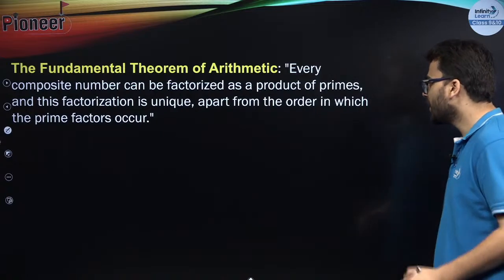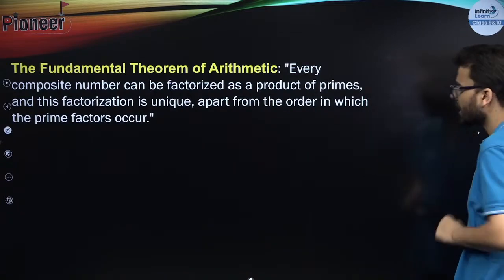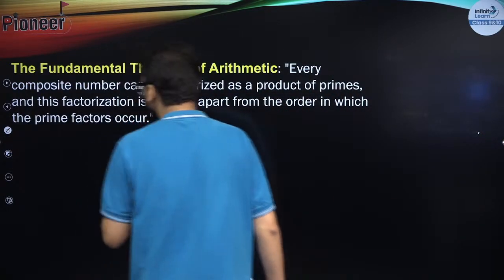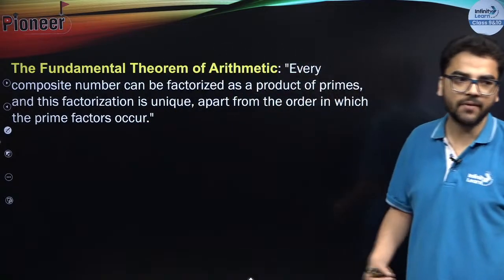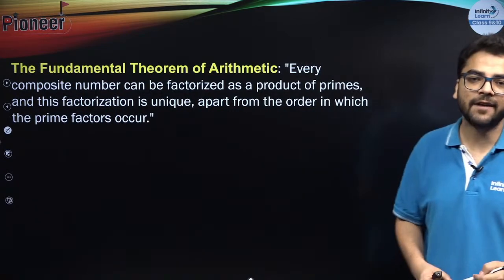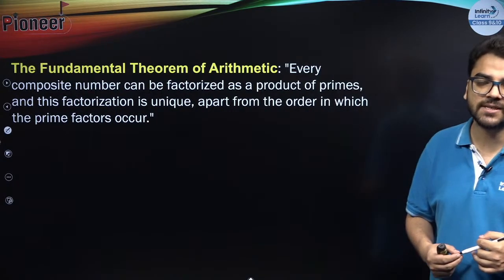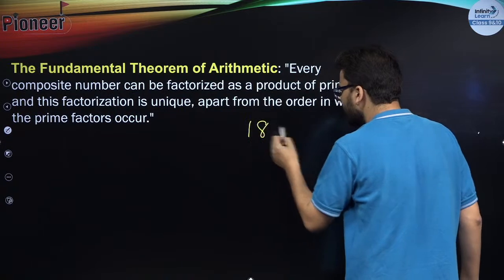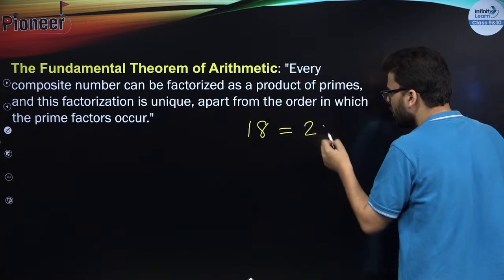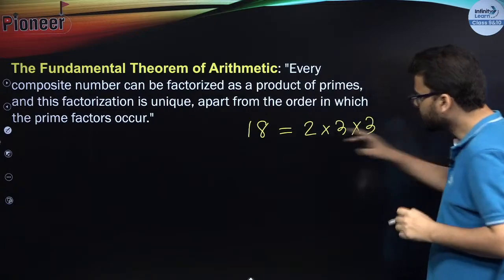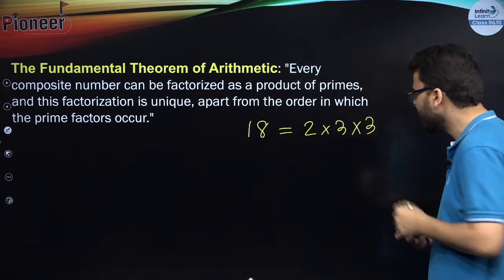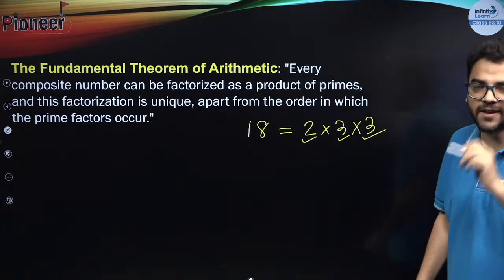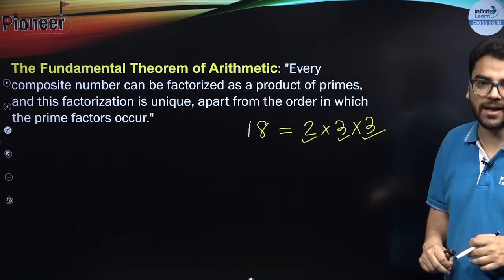Okay. So, the fundamental theorem of arithmetic says that every composite number can be expressed as a product of primes, and this factorization is unique apart from the order in which the prime factors occur. It means if you take a simple number, for example, 18, you can prime factorize it as 2 into 3 into 3, right? So this prime factorization is unique. In the prime factorization of 18, 3 will come 2 times and 2 will come 1 time. That is fixed. You can never get any other prime factor over here.